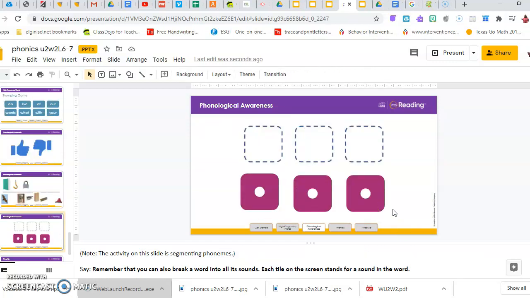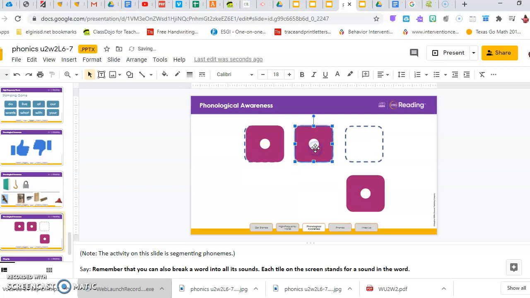Remember that you can also break a word into all of its sounds. Each tile on the screen stands for a sound in the word. I will say a word and you will say the sounds in the word. I will move one tile for each sound you say. Listen. Up. I hear up. I hear two sounds in the word up. So I moved only two tiles. I don't hear any more sounds, so I don't move the third tile up. Now you try it. Listen and say each sound.